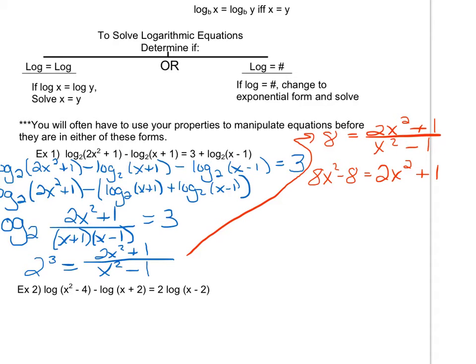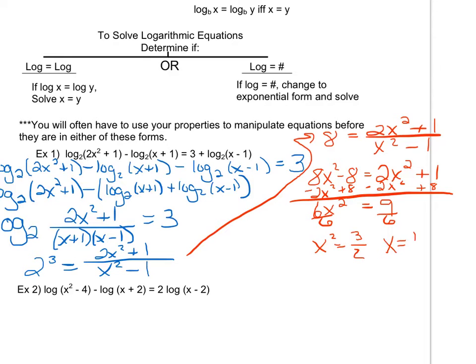Notice that I was careful to make sure that when I cross multiplied, I did multiply the 8 by both of those terms. I see that this is a quadratic equation, and there's only an x squared term, so I'm going to get x squared by itself so that I can take square roots. So let's see, I'll subtract x squared, and I'm going to add the 8, giving me 6x squared equals 9. Which means x squared equals, I can reduce that, 3 over 2, which means x equals plus or minus the square root of 3 over 2.